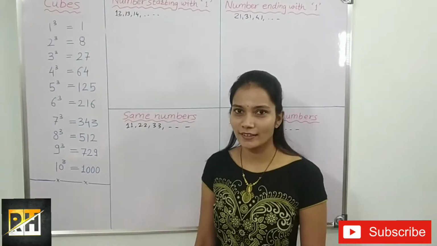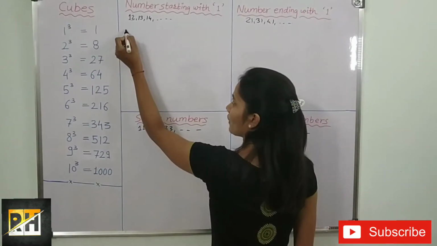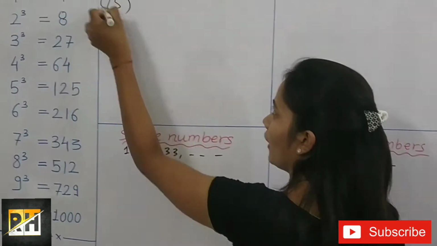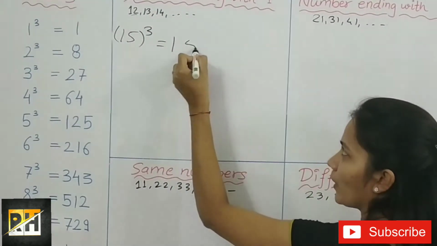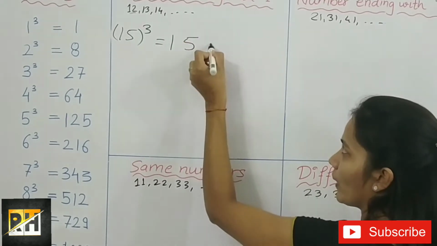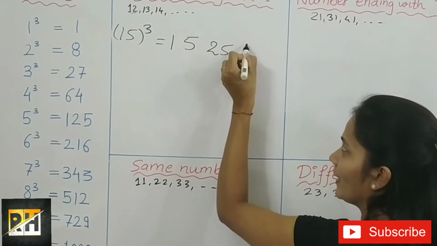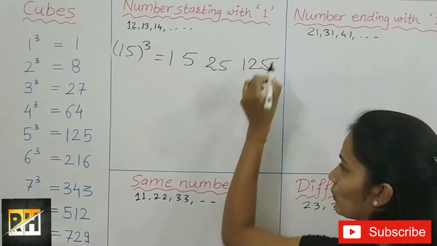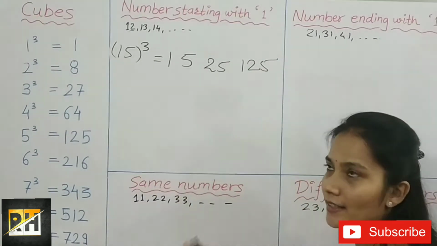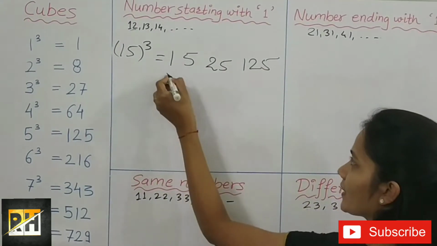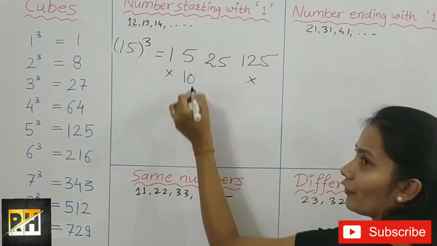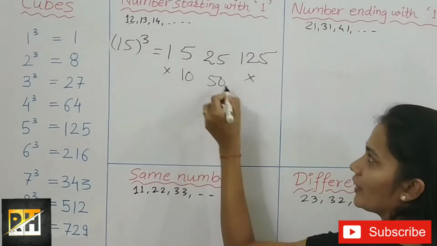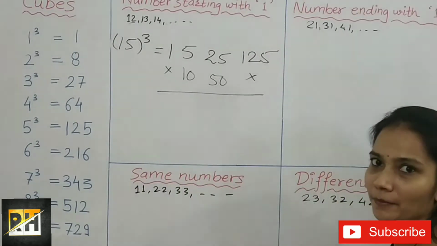Let's take another number. Suppose we have to find the cube of 15. The first step is you write these two numbers as it is. Then the square of 5 is 25 and the cube of 5 is 125. If you don't know, you can see the table. Then next you will avoid these two. Then double of 5 is 10 and double of 25 is 50.